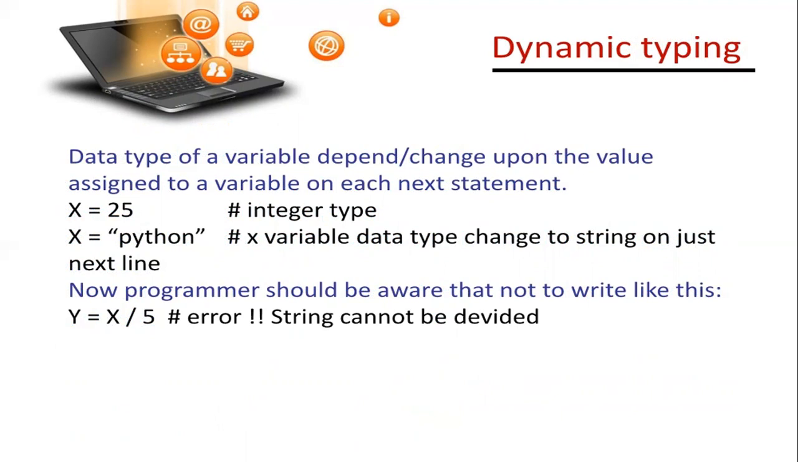In the first line we have x equals 25, so x is an integer type variable. But then we have x equals "Python". So here, the x variable's data type changes to string on the next line. A programmer should be aware that you cannot write x divided by 5 when x is of string data type. That will give you an error.